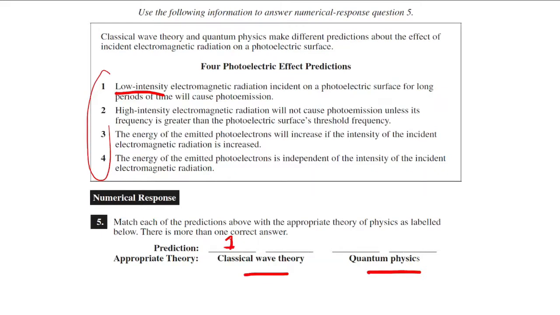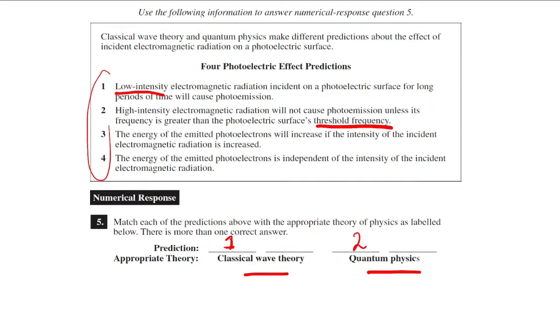2, high intensity electromagnetic radiation will not cause photoemission unless its frequency is greater than the photoelectric surface's threshold frequency. As soon as you see that, you're like, yep, that was part of quantum physics. So there we go. 2 goes in the quantum physics category.